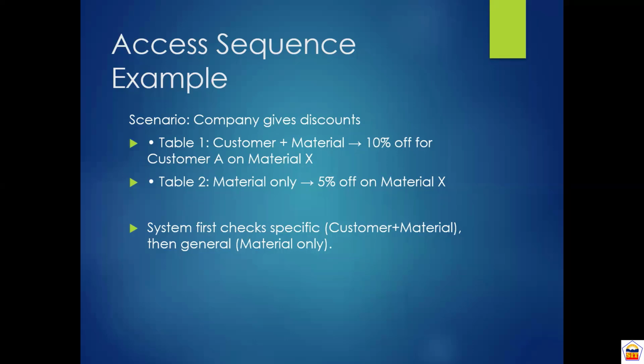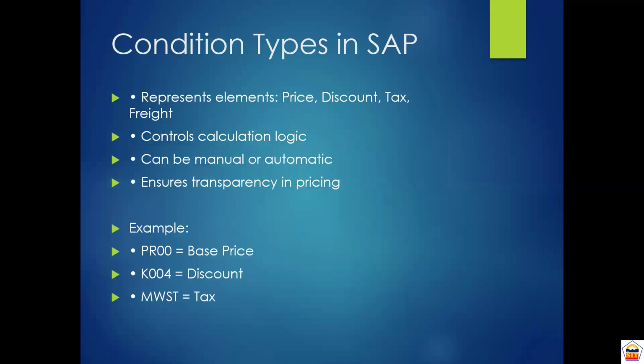This avoids duplicate condition types and gives flexibility. This access sequence we maintain under the condition type, and this condition type we use in the tax calculation procedure. We maintain the condition type with the account key. Under the account key, the system is going to determine the GL. We will see all these things in detail.